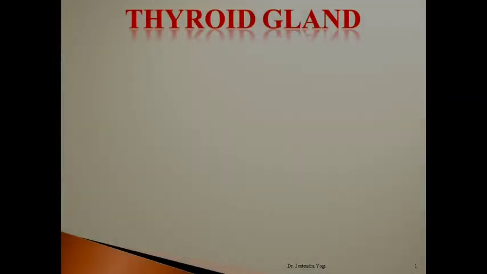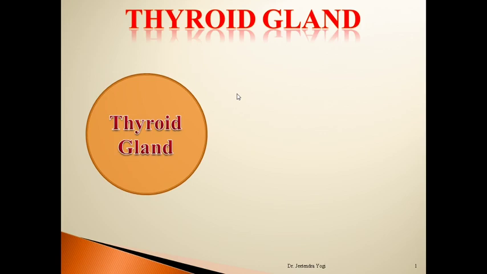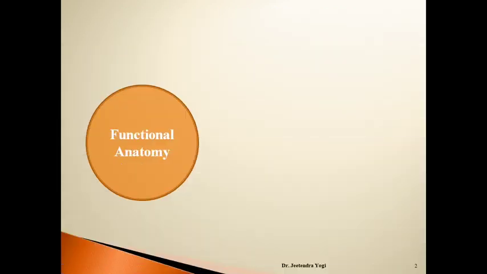So here we are going to start the thyroid gland. We will study the thyroid gland in the following manner, step by step. First of all, we will see the functional anatomy of the thyroid gland. Then we will see the thyroid hormone, its general features and the functions of thyroid hormone. And third, at the last, we will see the applied aspects of the thyroid gland.